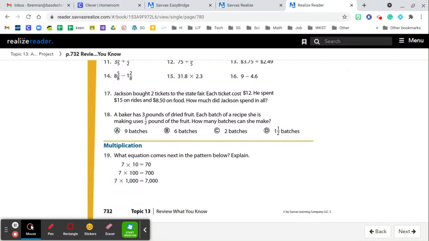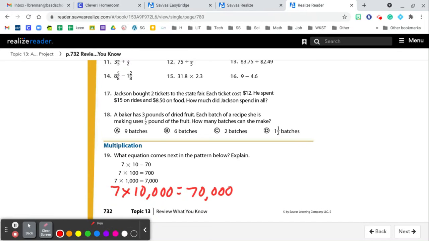And finishing up at the bottom here, what equation comes next in the pattern? Explain. 7 times 10 is 70. 7 times 100 is 700. 7 times 1,000 is 7,000. 7 times 10,000 is 70,000. The pattern is 7 times the power of 10. So 7 followed by the same number of zeros in the power of 10. All right. So that is the review of the vocabulary.